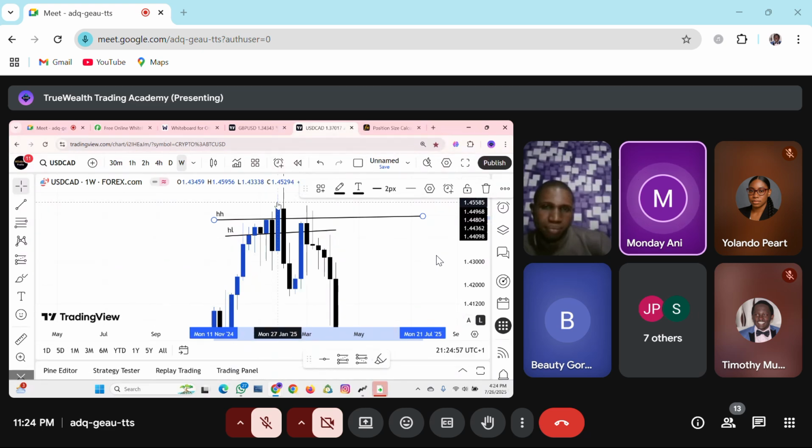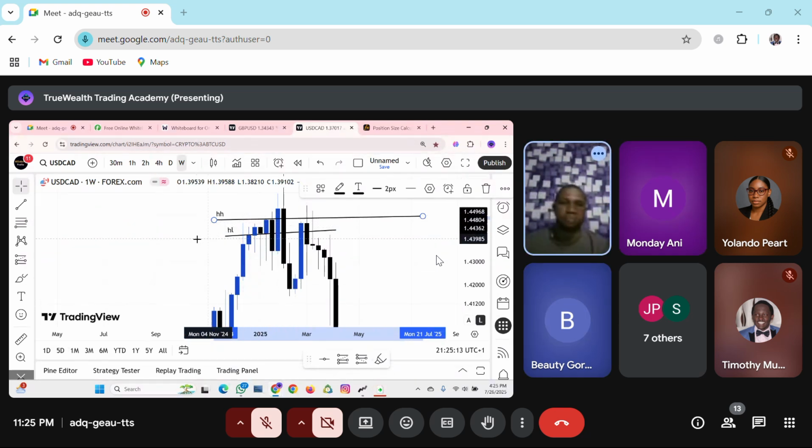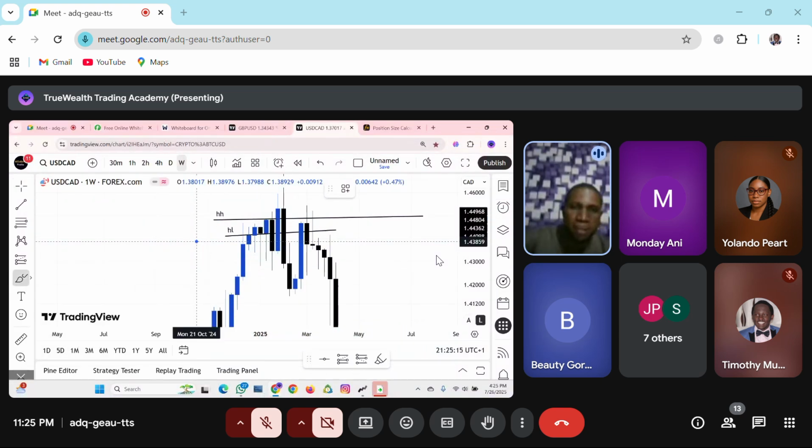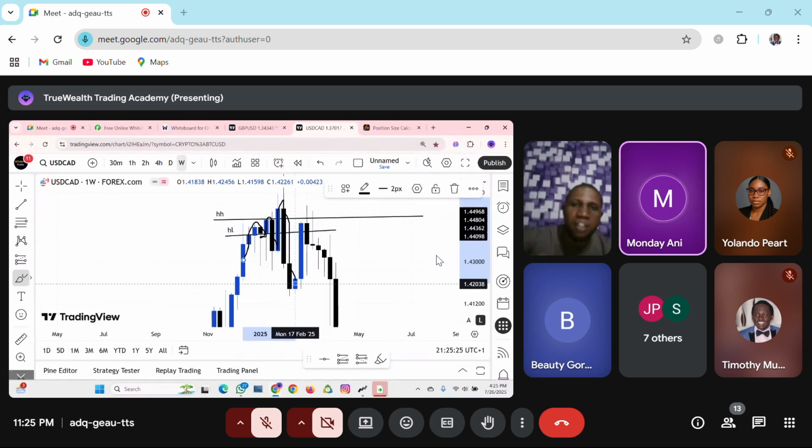Sir, is it not wise, as you are doing, that you name the candle you are referring to? Is it the blue or the black? For more understanding. Okay. All right. So let me just show you something. I will use something like this. So let me use this thing. Are you seeing now? Yeah. Okay. Better.